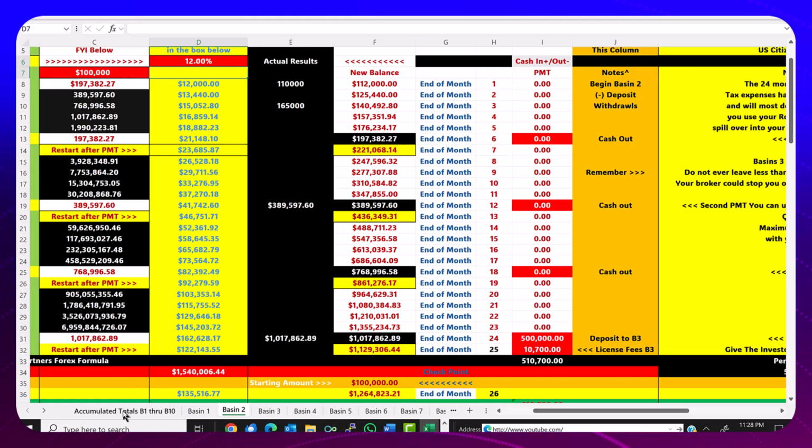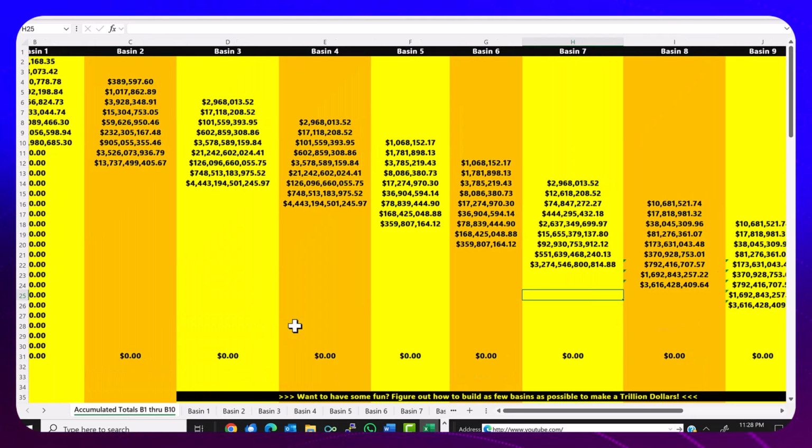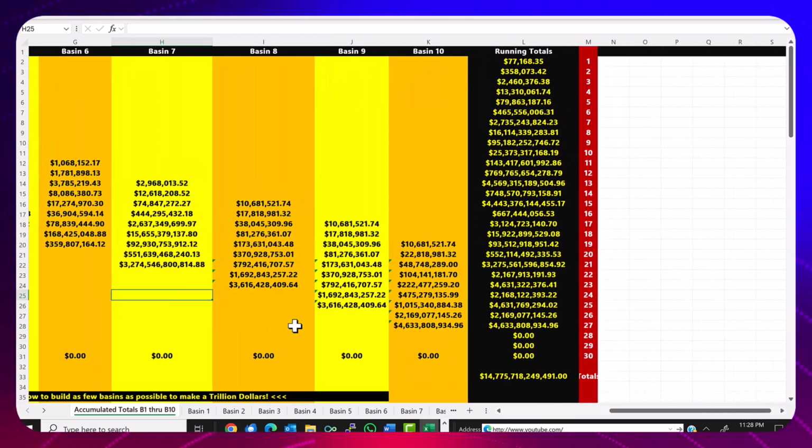But right now, we're going to look at this. All we got to do is look at year one. See, we already bumped year one up to $77,000. Year two, we're at 358. Year three, we're at 2.4 million. And year four, we're at 13 million. Year five, 79 million. Year six, 465 million. And I think we bumped up here to 2.7 billion. 16.1 billion, 95.1 billion, and then we start coming back down the hill here.